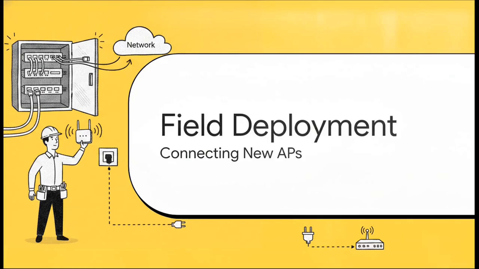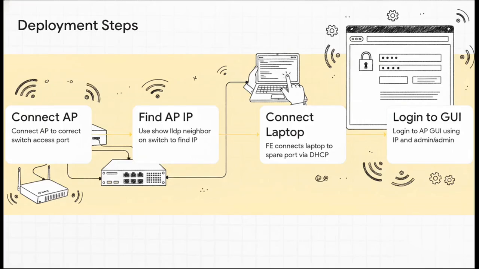All right, Section 3, the field deployment. The theory is officially out of the way. Your field engineer is standing at the wiring closet, AP in hand. Let's get this thing online. Okay, here's where you guide them step by step. First, tell them to connect the AP directly into a switch access port.